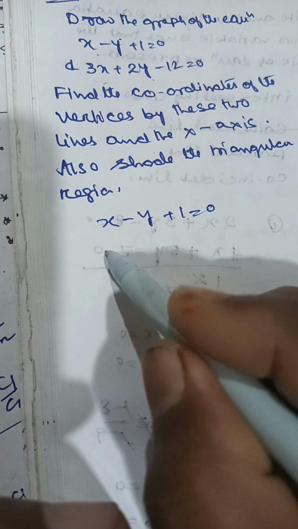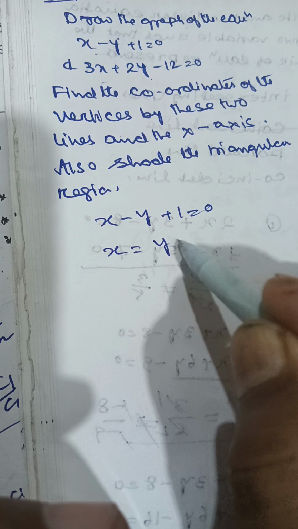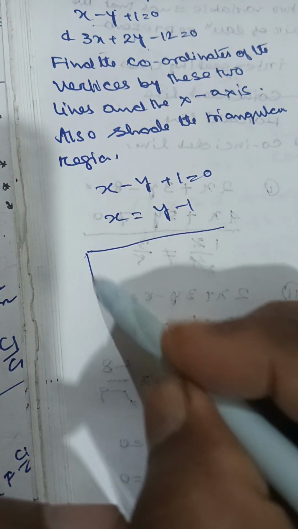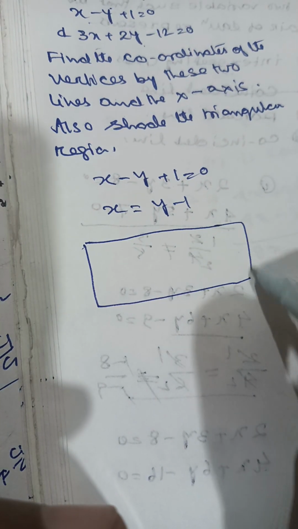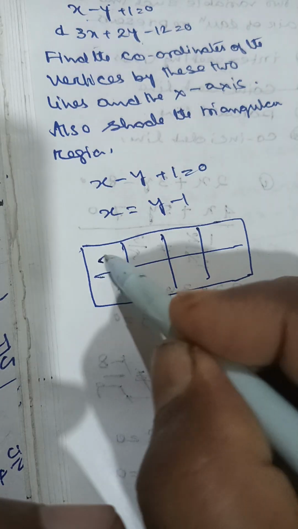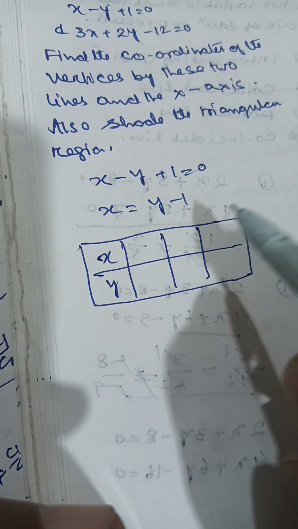Here is the equation. After that, you write x equal to y minus 1, changing sides, and we have to make a table of this graph. Make a table. You have to consider at least 3 points in the graph.